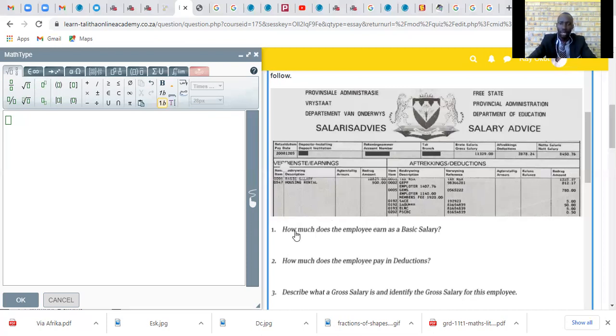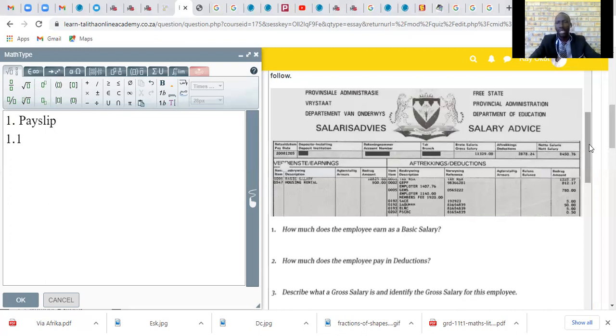Now let's go straight and check this question. This is going to be 1.1. We are supposed to use the payslip which is given for question 1. So in question 1, what do we have? We do have a payslip. And what do we do with this payslip? Question 1.1 is going to guide us on what we are required to do. That is, how much does the employee earn as a basic salary?